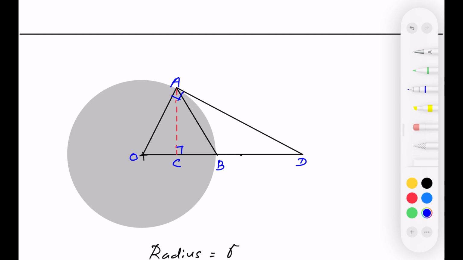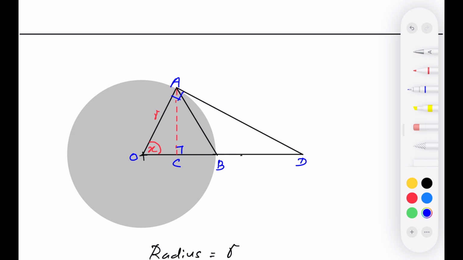Now I need one more thing. I'm going to label the angle AOB as angle X. Now, can you find the length of AC? And also we are going to need the length of AD. First, see if you can find the length of AC. We know that the radius of this circle is equal to r. That means the line segment OA should have a length of r.